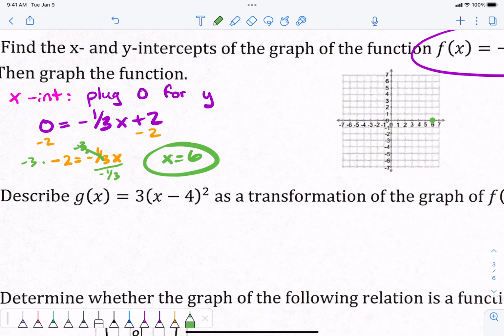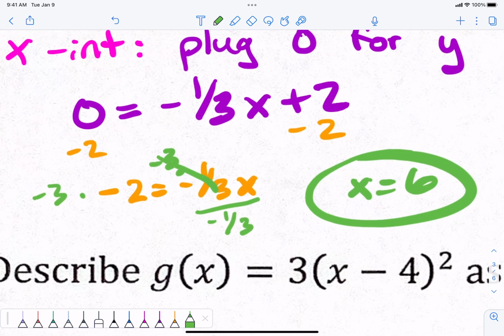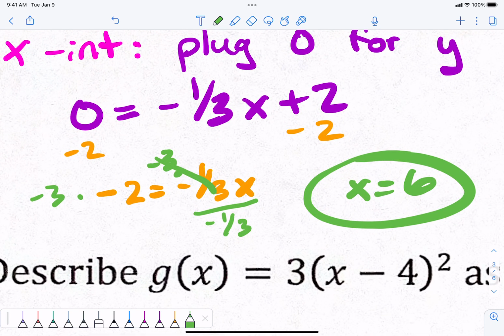Can you zoom in just a little bit, please? How did you get 3? Dividing by negative 1/3 is the same thing as multiplying by negative 3. When we're dividing by negative 1/3 to get the x by itself, we multiply by negative 3 instead.